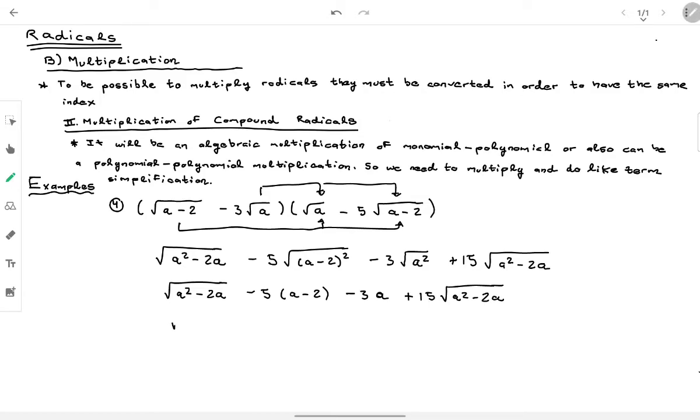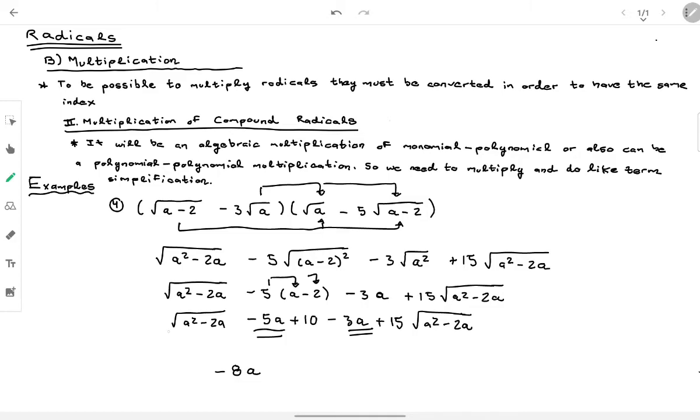So the next step, a squared minus 2a. This one will multiply this one and this one, so it's going to be minus 5a plus 10 minus 3a plus 15. That multiplies a squared minus 2a. So what will happen here? It's going to be first the letter without the root. So it's going to be minus 5 minus 3, minus 8a.